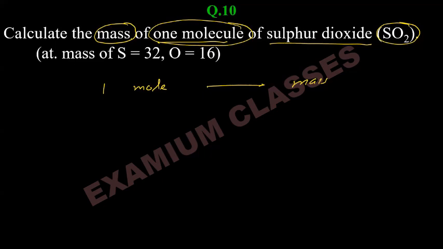I would suggest that you always follow the unitary method, right? And if you have to calculate mass, remember mass has to be in the numerator. Otherwise, if mass is in the denominator, obviously it will be per mass. You will not get grams. Okay?